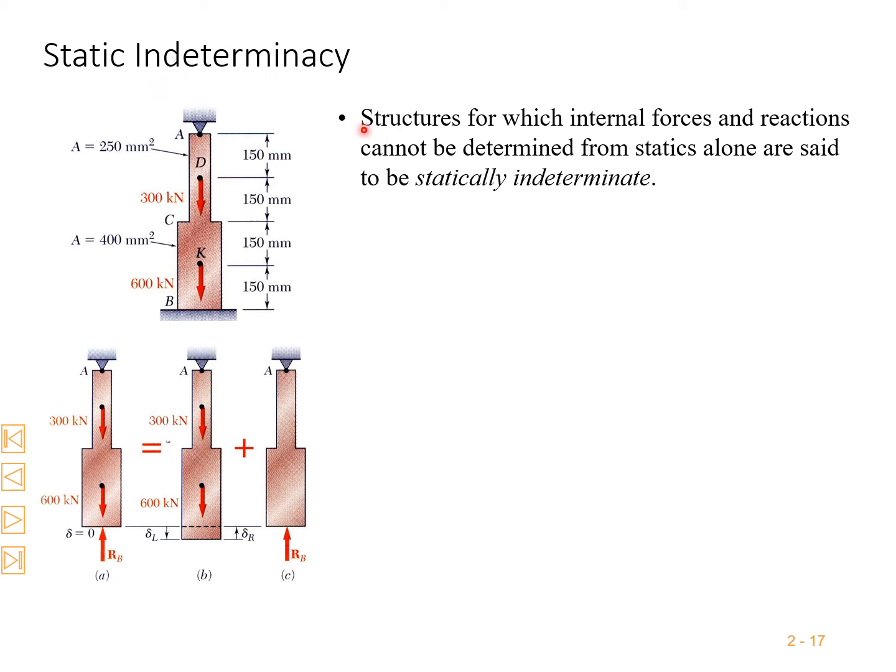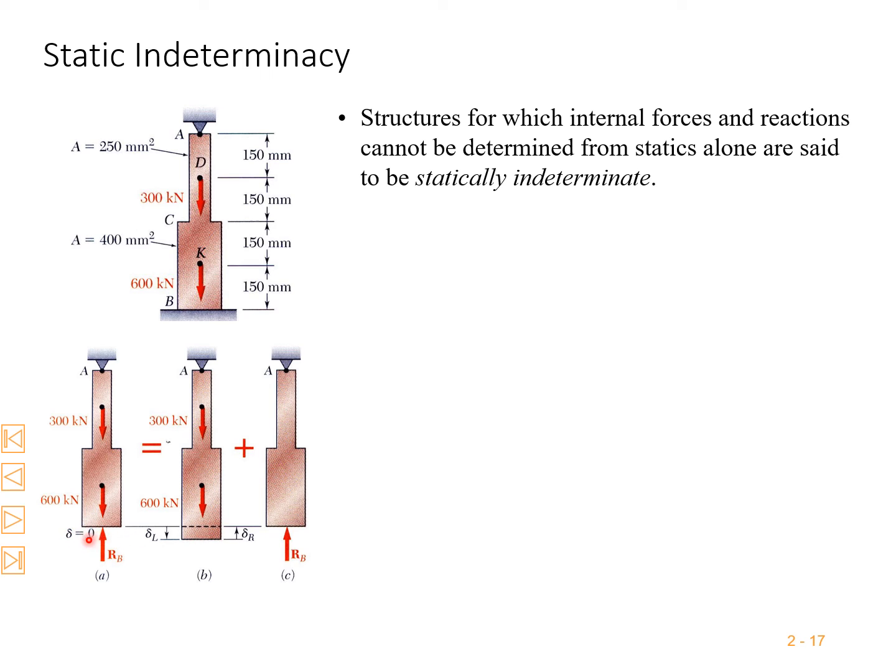Static indeterminacy. The structures for which the internal forces and reactions cannot be determined from statics alone are said to be statically indeterminate. In this structure, if you see here, we cannot find out the internal forces and reactions by statics alone. So here there is one reaction at B. Here also it's fixed, so 300. This we can put like this, 300, 600. Because of these forces, it will move up, and there is some reaction coming.